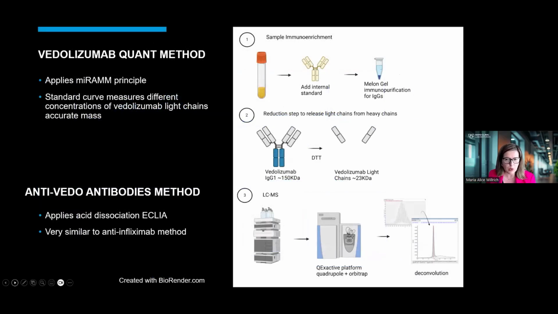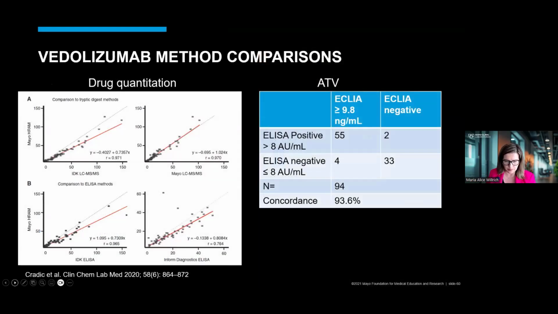So vedolizumab employs this MIRAM principle. We add an internal standard to the specimen, do immunopurification to enrich for immunoglobulins, use a reduction step to break the immunoglobulin into light chains and heavy chains, and then go through chromatography and use a Q-Exactive platform for the accurate mass of the light chain. The anti-vedo antibody assay is the same method as used for infliximab. It applies acid dissociation and has basically the same measuring range.